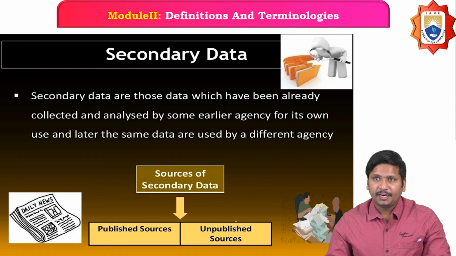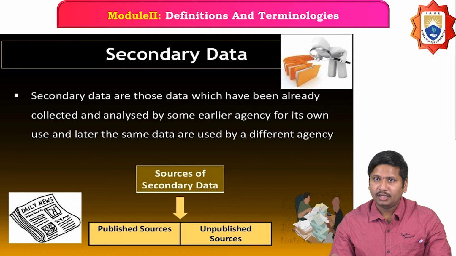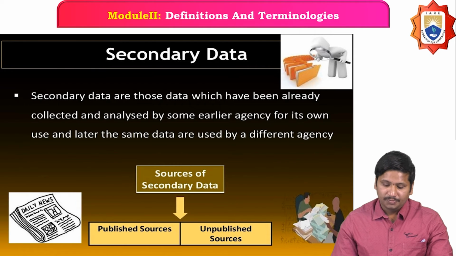The next one is secondary data. What is secondary data? I can define it as data which has already been collected and analyzed by some earlier agency for its own use, and later the same data is used by a different agency. So secondary data is data already collected or analyzed by earlier agencies and then used by different agencies.